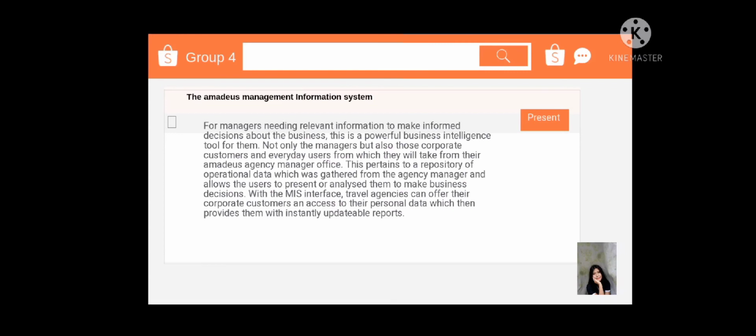So, the Amadeus Management Information System, ito po yung pinaka-importanting information pagdating sa business. Ito rin po yung pinaka-matalinong tool o paraan para po sa mga managers na nagsisimula sa business o matagal na po sa business.